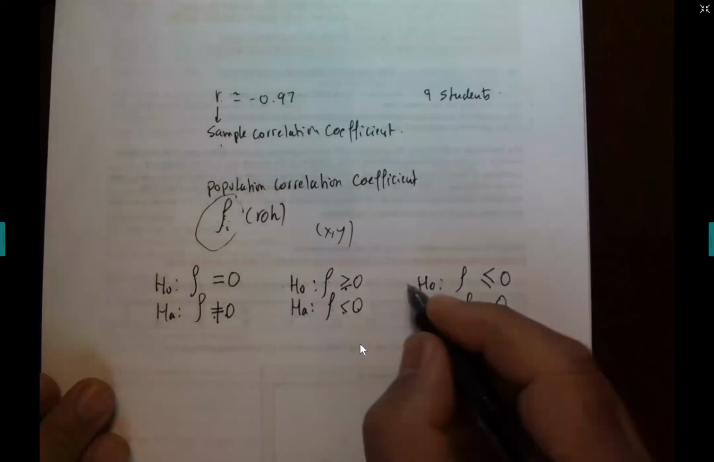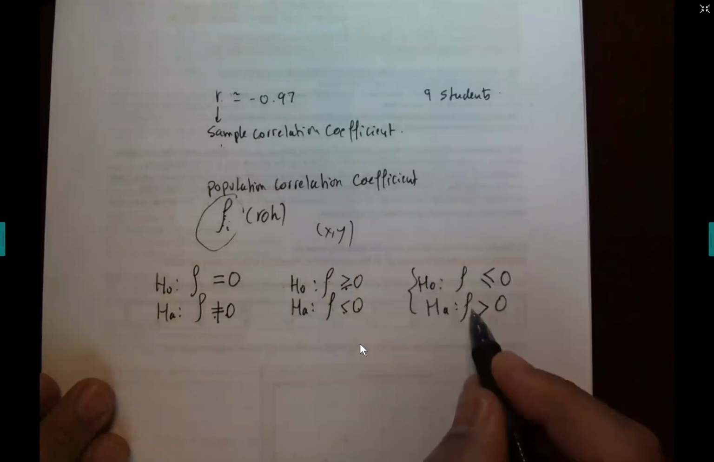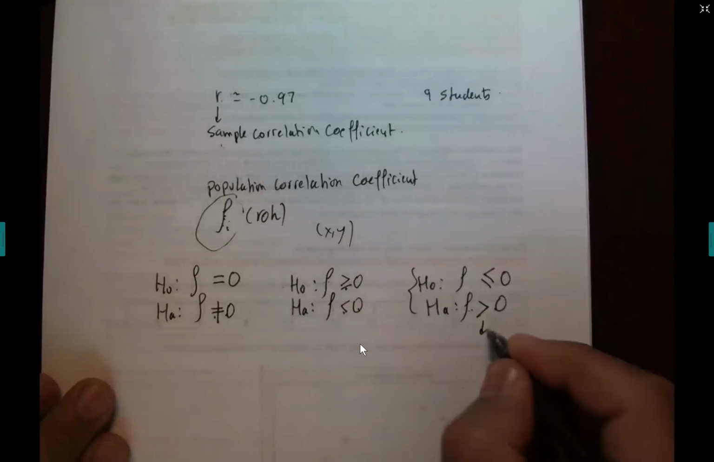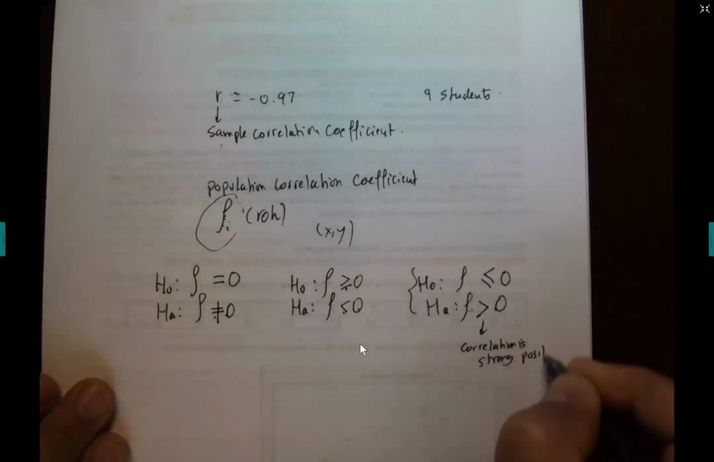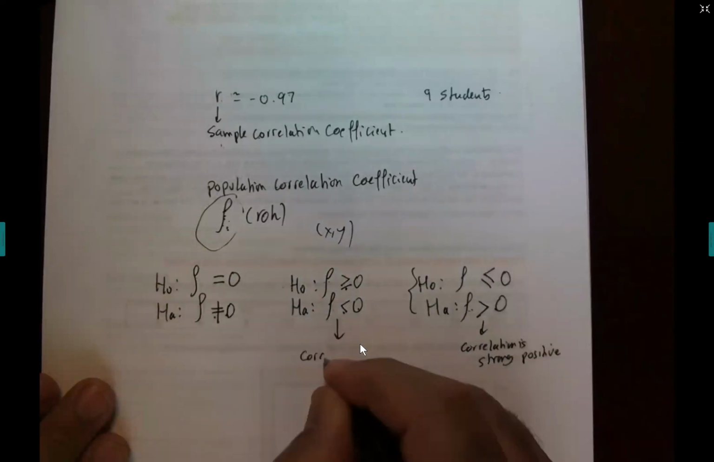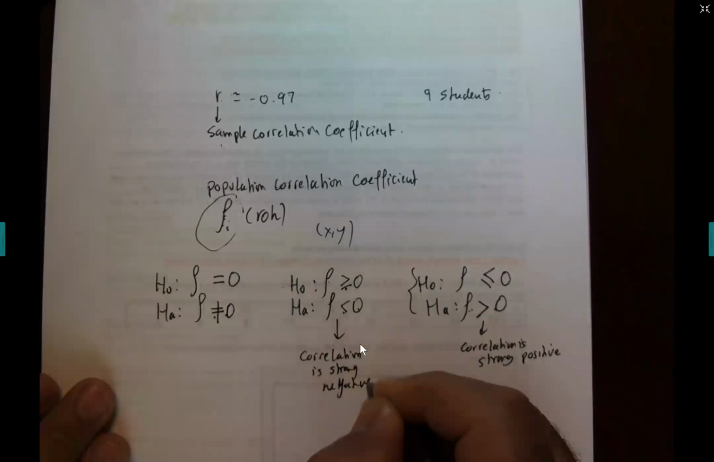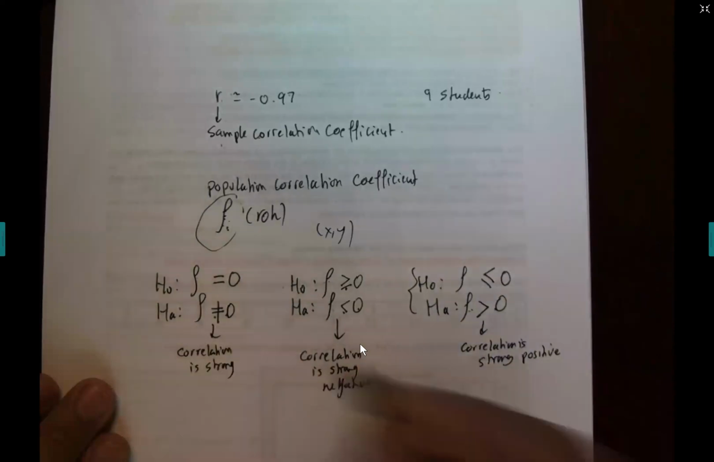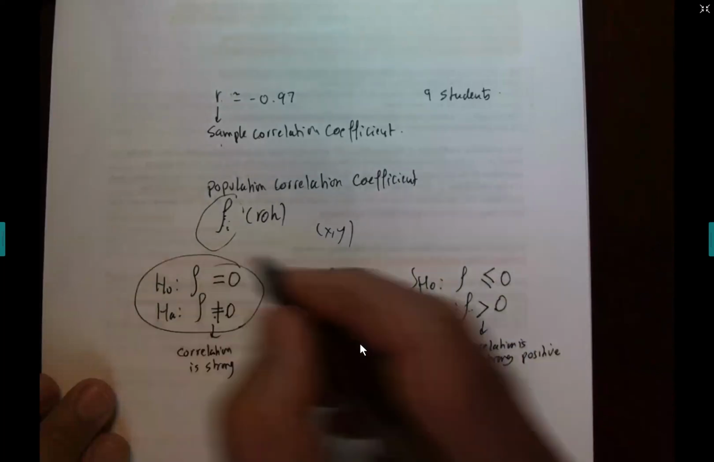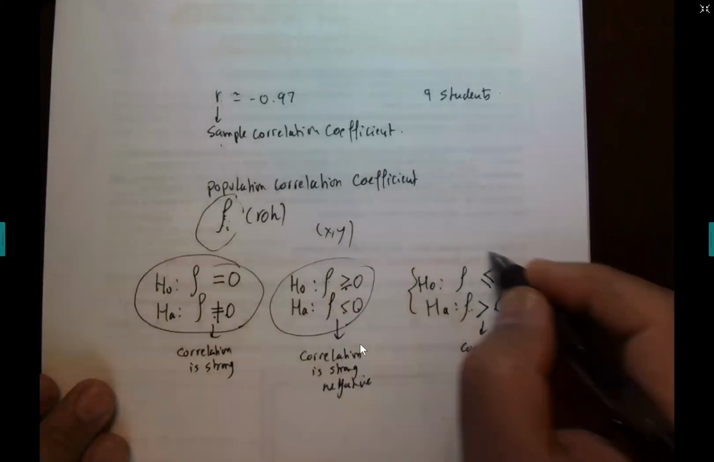When you do a claim about this, you are testing if the correlation is positive. So this one, you test if the correlation is strong and positive. And this one, you test if the correlation is strong and negative. And this one, you test if the correlation is strong, but it could be positive or negative. So you either will be testing this claim, or that claim, or the third claim.